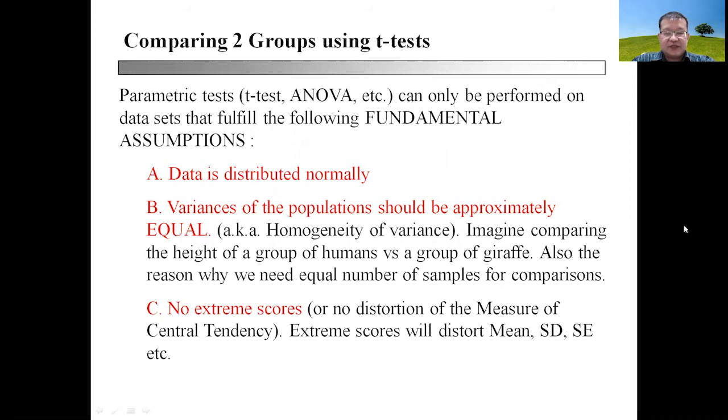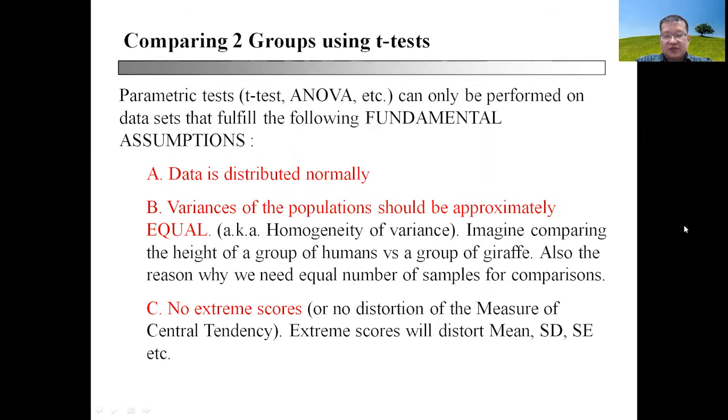In this section, we shall be comparing two groups using t-tests. Parametric tests such as t-test, ANOVA, etc. can only be performed on data sets that fulfill the following fundamental assumptions. Number one, data is normally distributed. Number two, variances of the populations should be approximately equal. And number three, no extreme scores among the data set.